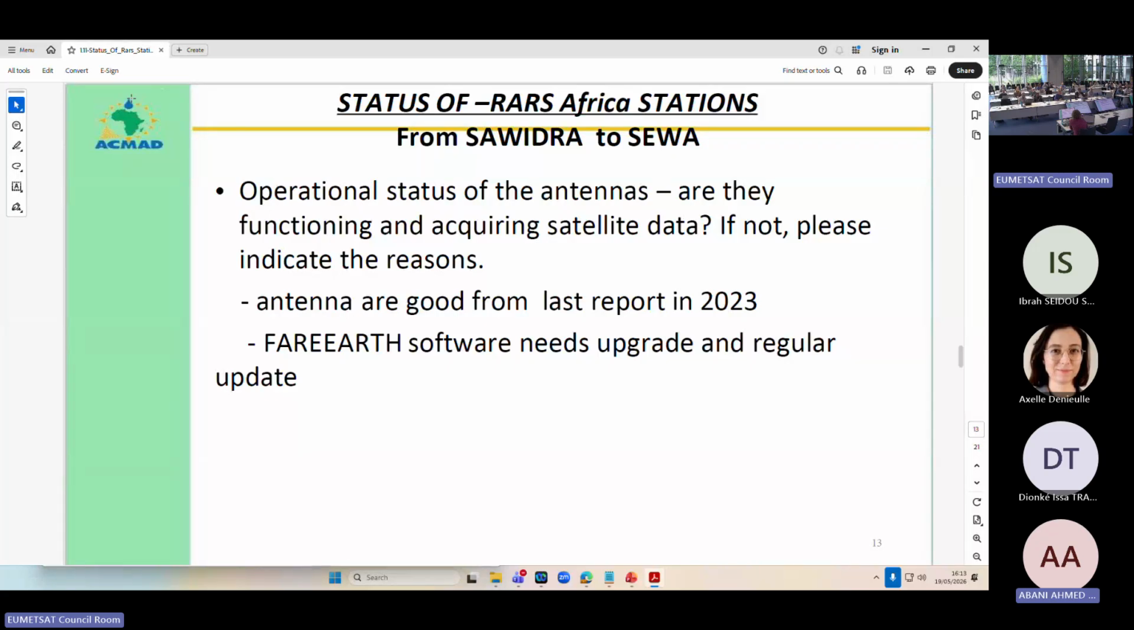Regarding the antenna systems, we are using the Orbital Systems antennas. They are very robust antennas and they are still operational. There is no challenge. For the Far Earth software, the key challenge was that it depended upon upgrades by Pink Matters, so regularly that software needs upgrading. We have shared this with EUMETSAT through several meetings, and it will be considered in the next maintenance contracts. Next slide, please.